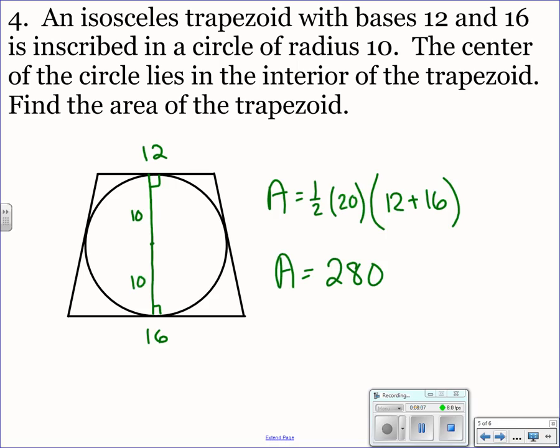So those are some examples to help you to find area of a trapezoid.